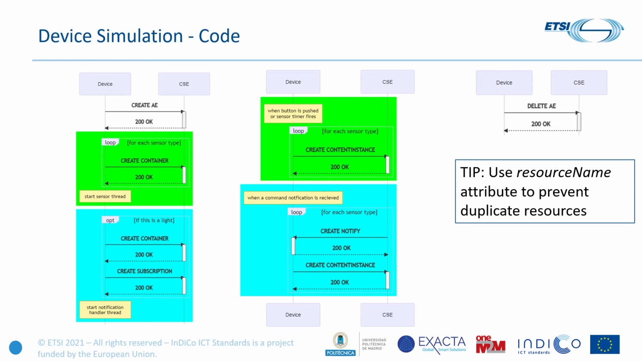Once it changes the state, it then reflects its new state with a create content instance primitive that is sent to the status container that the device created. And then the device, whenever it's shutting down, should shut down properly and deregister, and that occurs with a delete AE primitive that I show on the right.